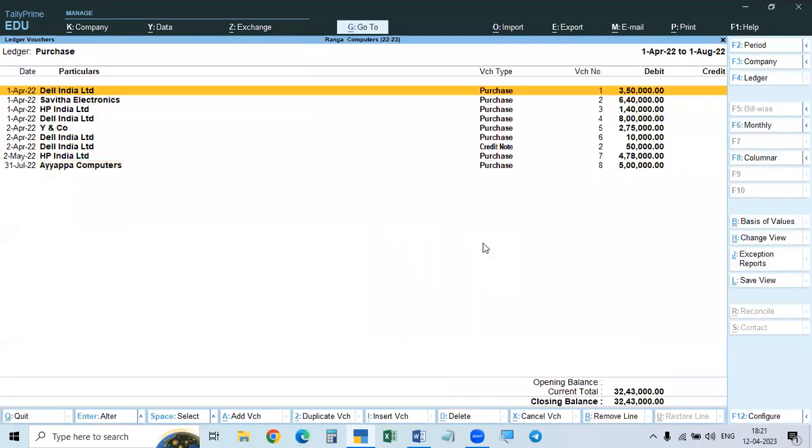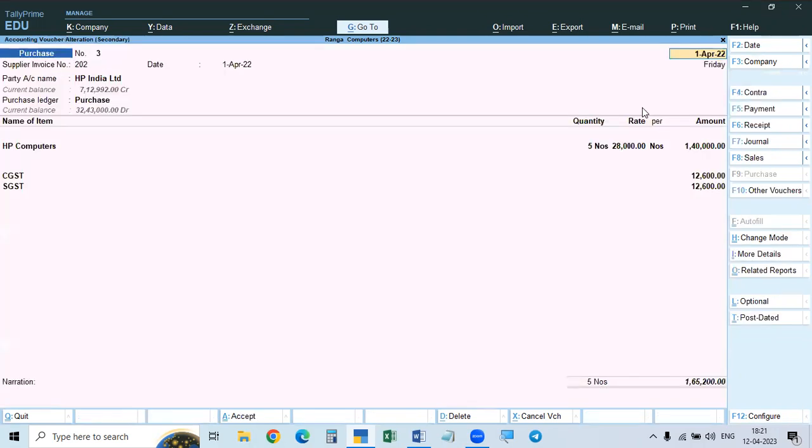So this is the first reason when they issue the debit note. Okay, and the next reason: we are not returning any goods. But see here, on 1st April again, we purchased from HP India Limited. In this case, we ordered computers and they supplied the computers.